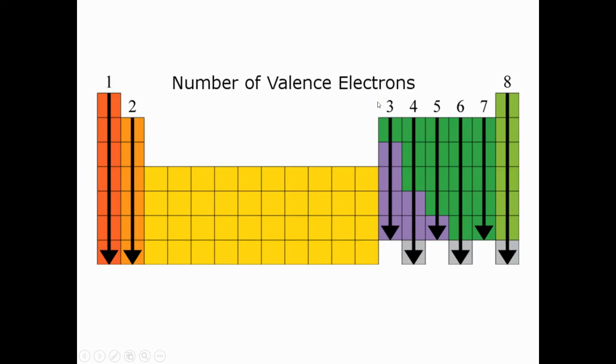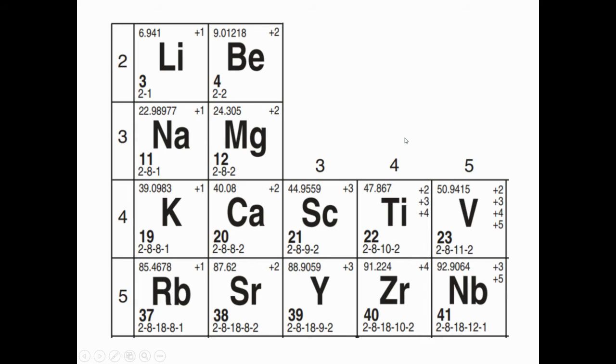Anytime you go down a column, which is called a group on the periodic table, you will find you get the same number of valence electrons. Things get a little weird here in the middle in those transition elements, transition metals, but we'll learn about those a little later in the year. But generally, for most of the periodic table, if you go down a group, you get the same number of valence electrons.